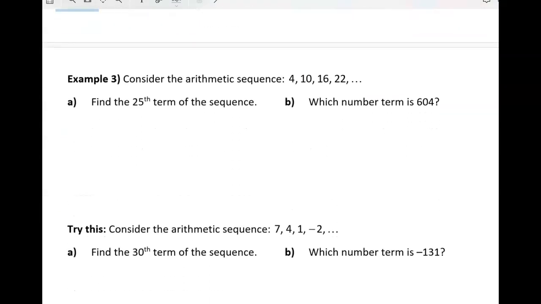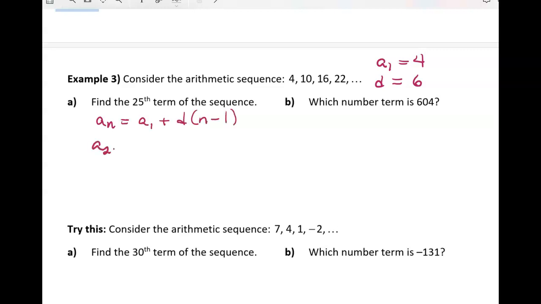All right, so take a look at example 3. We're going to consider this arithmetic sequence 4, 10, 16, 22. What we can observe about this sequence is that the first term is 4, and that common difference is 6, since we have to add 6 to get from one term to the next. So, remember our formula for the nth term of an arithmetic sequence.